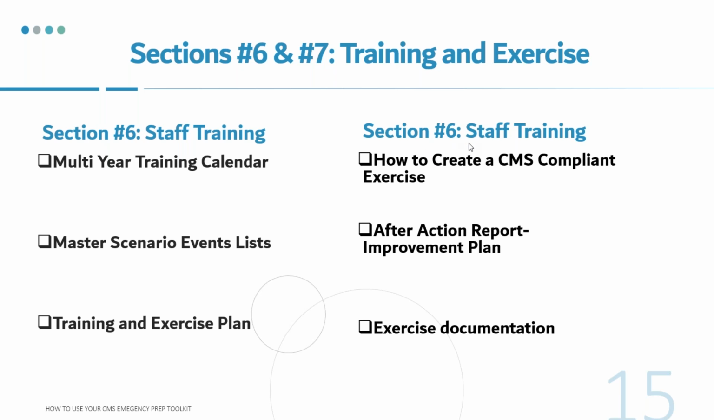Section 7, and I'm sorry, there's a typo there, is all about exercises. You've trained your staff on your emergency preparedness procedures, and now you want to test them out. Here in Section 7, we've got how to create a CMS compliant exercise. That's really important. It's a step-by-step guide of how to actually create an exercise, from the planning steps to the facilitation and the evaluation pieces.